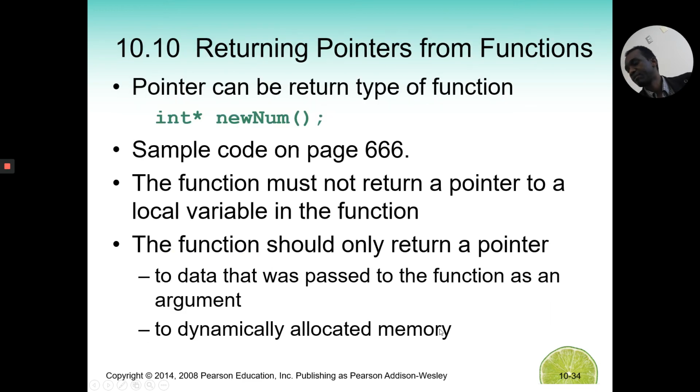Pointers can be the return type of a function. So you have int ask new num, or sample code that you can look at and try to run. The function must not return a pointer to a local variable in the function. The function should only return a pointer to data that has been passed to the function as an argument, or to dynamically allocated memory.